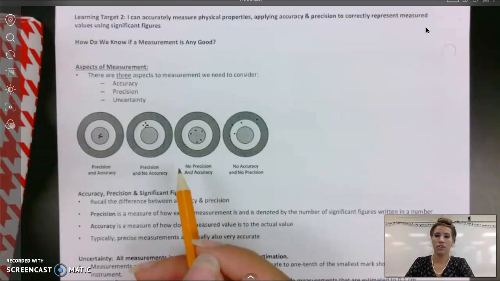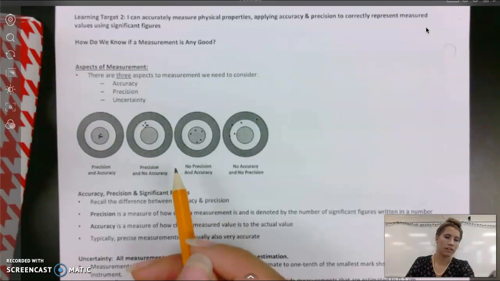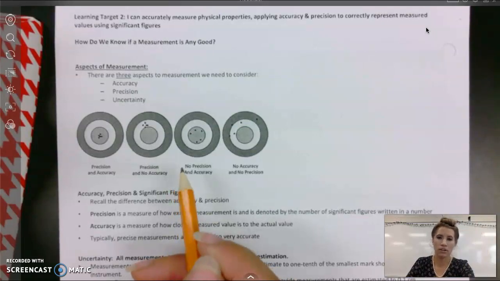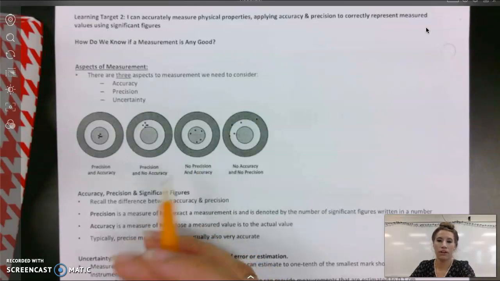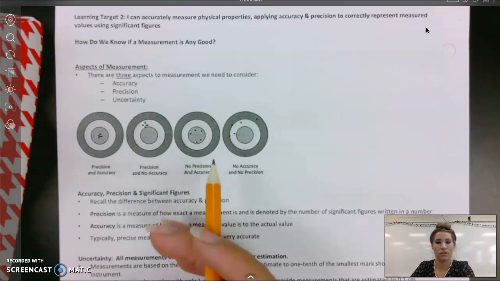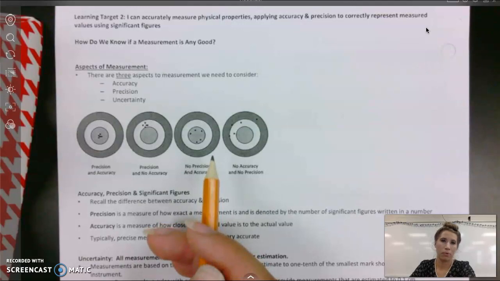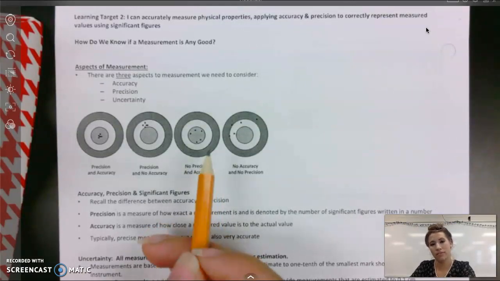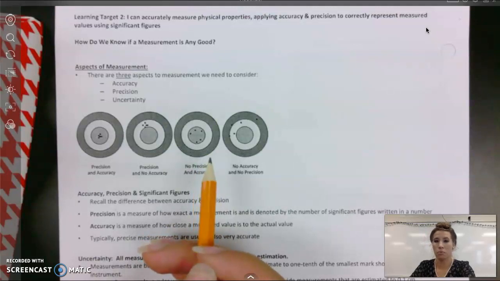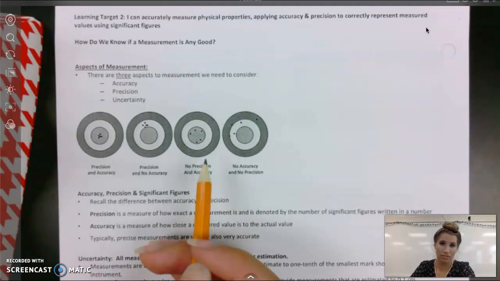So if we know, and it's been recorded, that water has a density of 1.0 grams per milliliter, and then we figure that out experimentally and we measure it, and we get 1.1, and then we do it again, and we get 2.5. Well, the 1.1 is far more accurate than the 2.5.